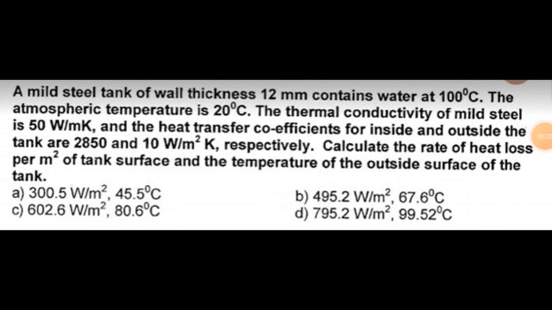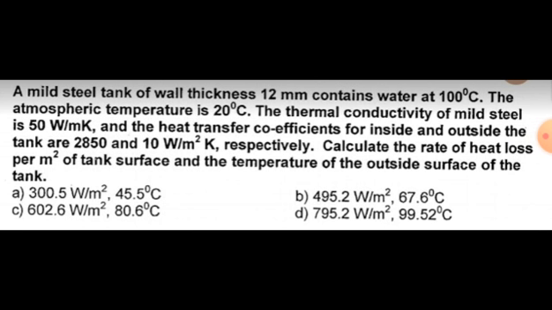Okay, this is our first question. First of all, I will read and explain the question. A mild steel tank of wall thickness 12 mm contains water at 100 degrees Celsius. The atmospheric temperature is 20 degrees Celsius. The thermal conductivity of mild steel is 50 watt per meter Kelvin, and the heat transfer coefficients for inside and outside the tank are 2850 and 10 watt per meter square Kelvin respectively.